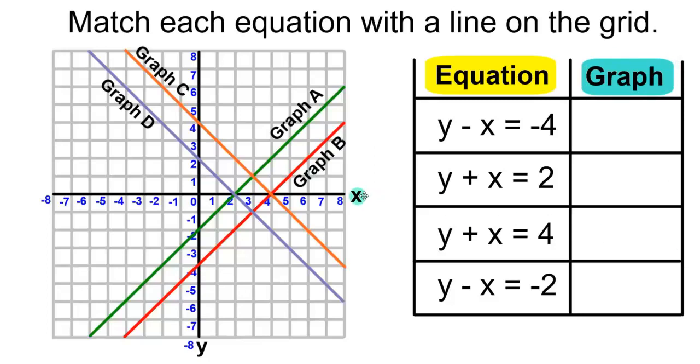First, find a point on the grid where X intersects Y on each graph. But no two graphs can intersect Y at the same place. So this wouldn't work. Here there's two intersections. Here there's one. But at X is equal to 1, all four graphs have a different Y. So we'll use X equals 1.